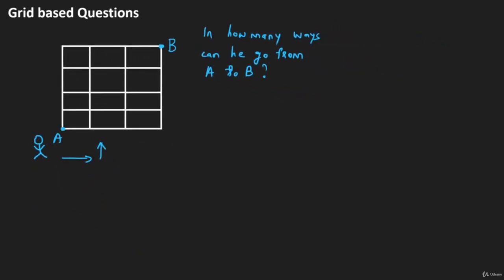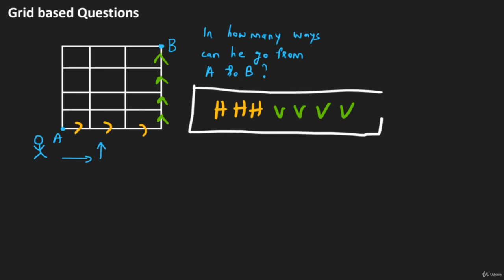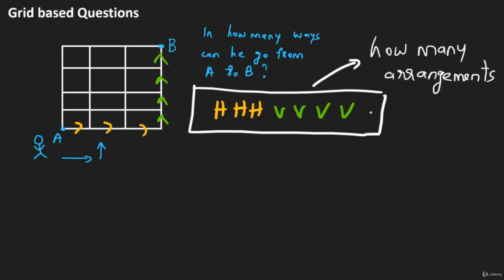Now, if he has to go from A to B only moving to the right and to the top, he has to move 3 times to the right and 4 times to the top, right? Let me denote moving to the right as H and moving to the top as V. So, he has to move 3 times H and he has to move 4 times V, right? Now, if you want to get the different ways in which he can go from A to B, the question becomes, in how many ways can you arrange 3 H's and 4 V's?